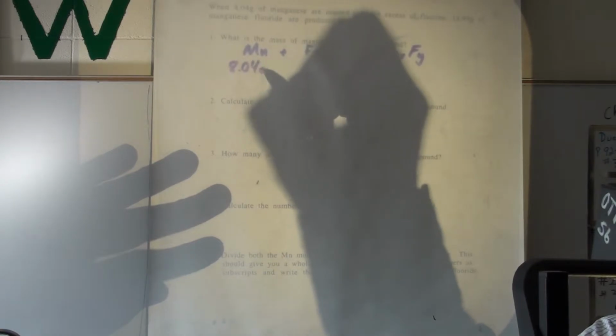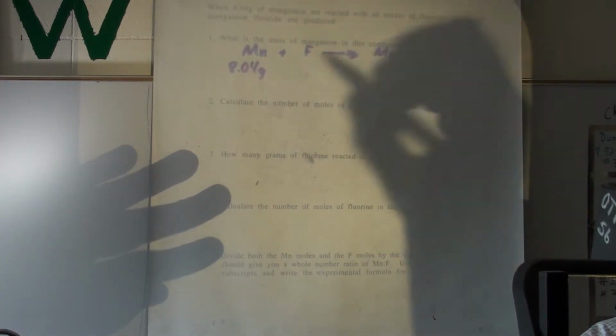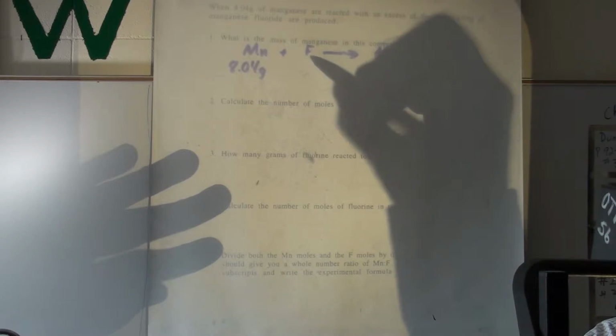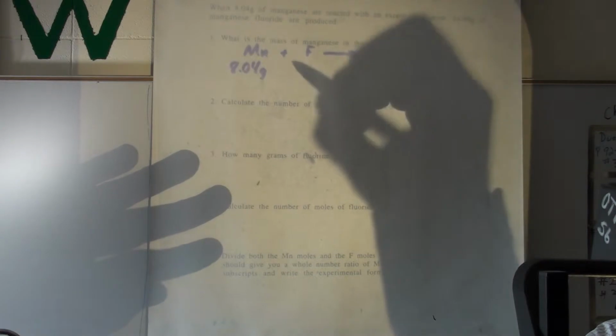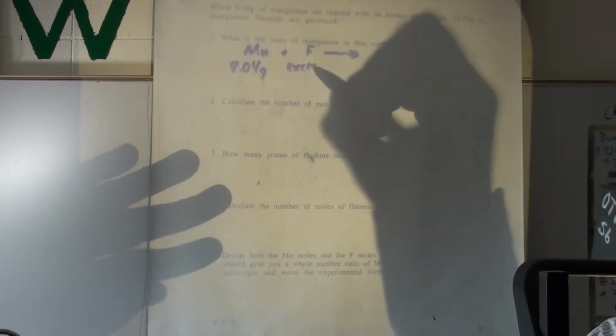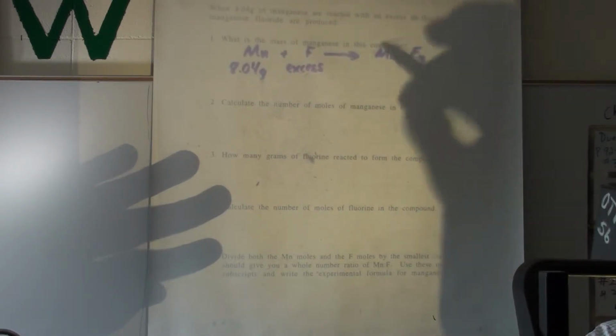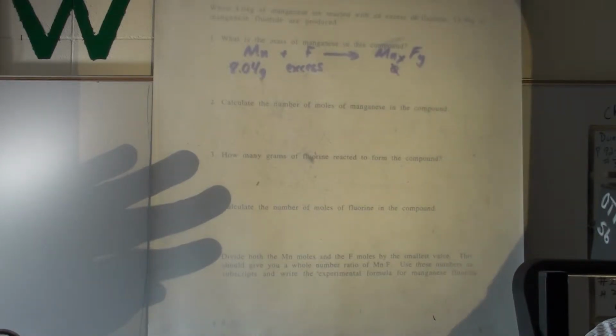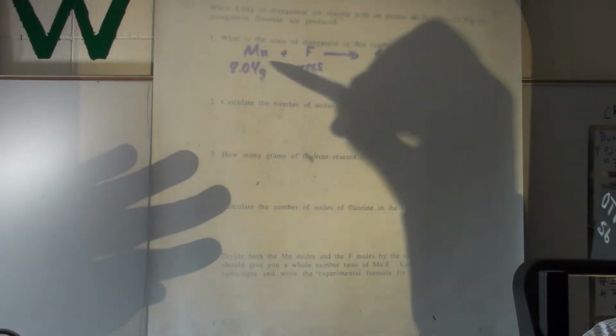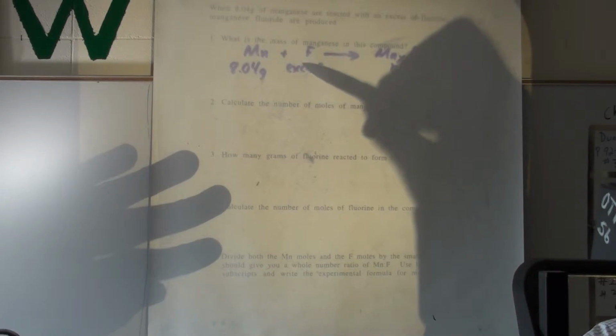Now, you get to weigh out the amount of manganese. Now, the amount of fluorine, they said, is excess. Excess means you have so much of it, you can't run out of it. And when you start off, you don't have any product. None. So tomorrow you're going to weigh out some manganese, but instead of reacting with fluorine, you're going to react with chlorine.